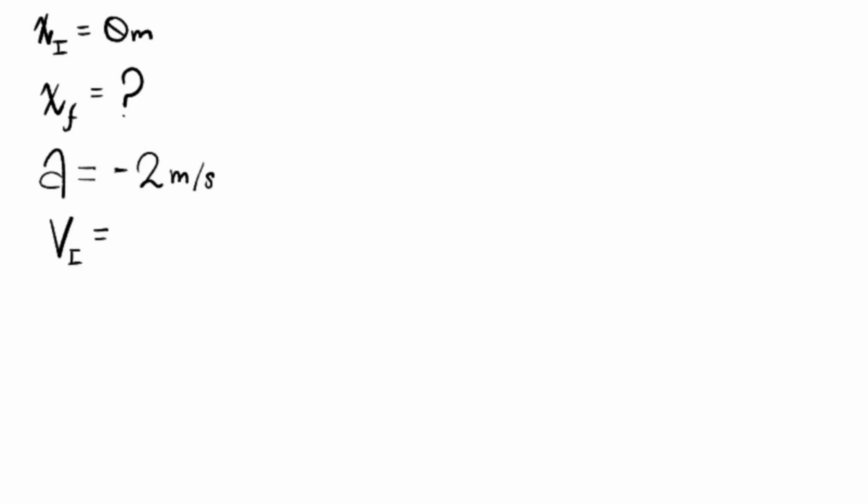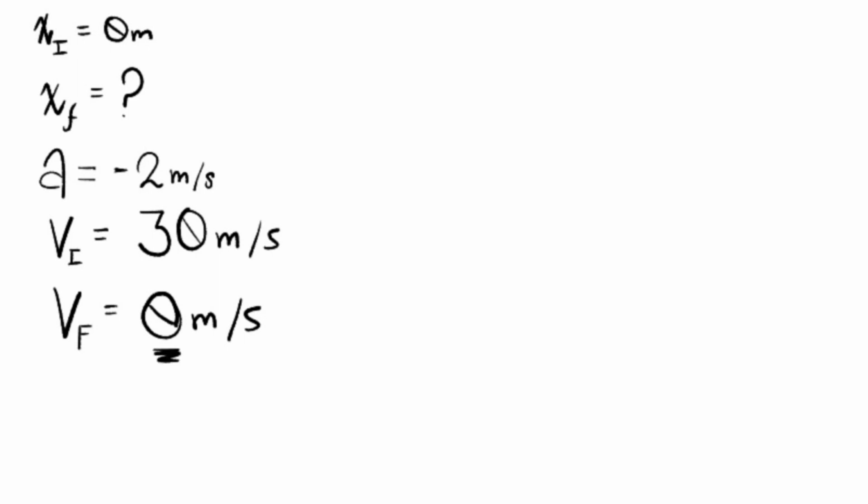And then we need velocity. Velocity initial will be your starting speed, which is 30 meters per second. Okay, 30 meters per second. Vf will be 0 meters per second because you're coming to a stop. Also important to make sure that there's no square here, but make sure to square a. Okay, now we can move on to the next step.